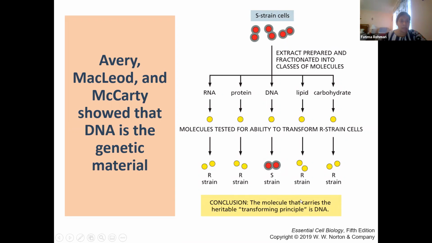They still remained non-infectious. Carbohydrates, it still didn't cause any infection. Protein still didn't do it. RNA didn't. Only DNA, when added to the R strain, could transform them into the S strain, where they could then be virulent and cause infection.